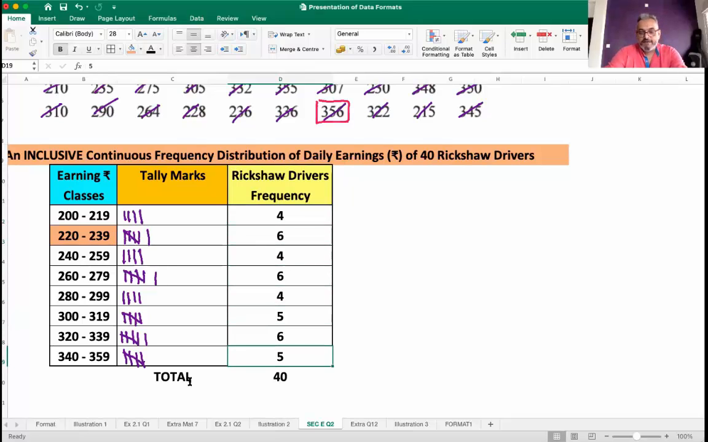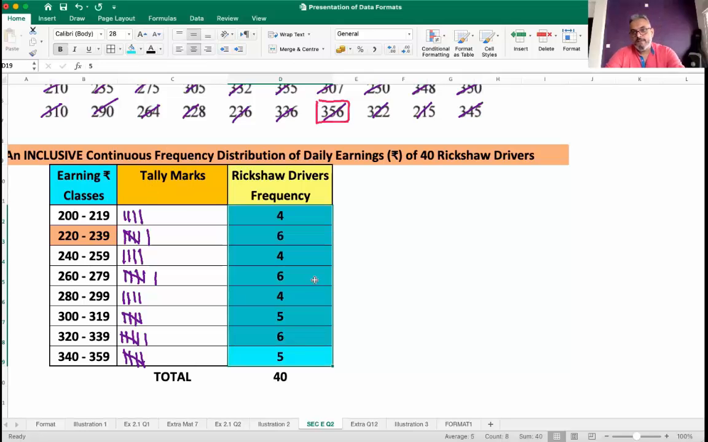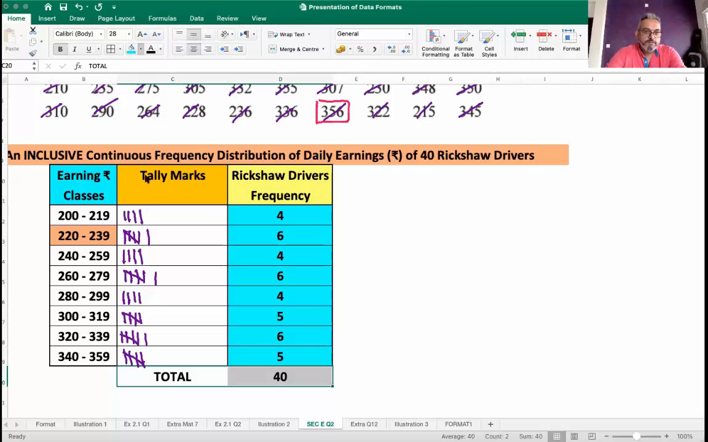Okay, so this should match this part. This is important. I just highlight it. This should match. Okay, 40 तो आ ही जाएगा, but यहाँ पे गलत नहीं होना चाहिए. That's why be a bit careful while you do this.